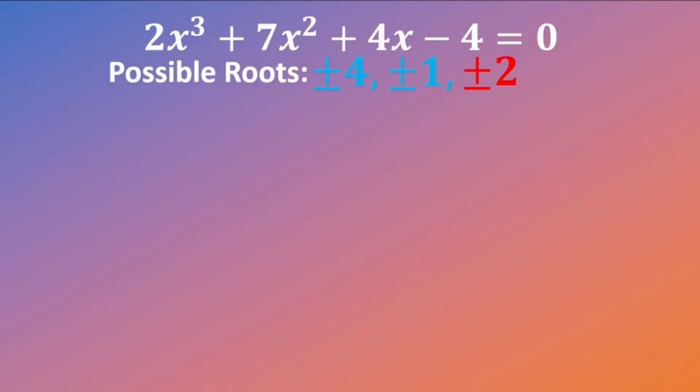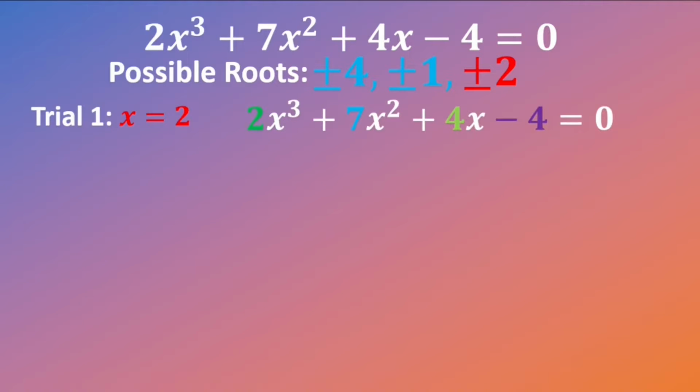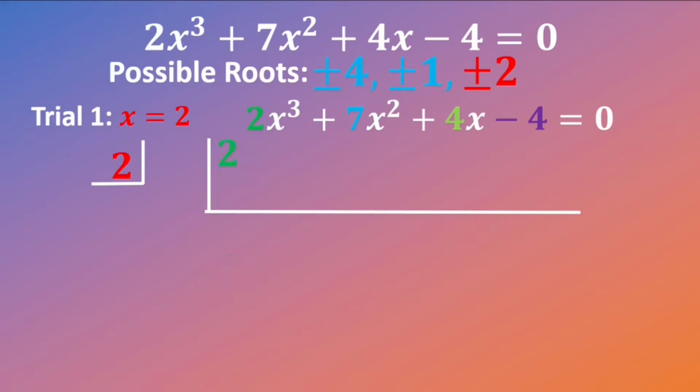Since we're done using positive and negative 1 as one of our roots, let us now try the other root, which is positive 2 and negative 2. So let's start. For trial number 1, let's set x as equal to 2. And we have this equation. So copy all the numerical coefficients of the given equation. 2x cubed is 2, 7x squared is 7, 4x is 4, negative 4 as is because it is a constant. Now bring down 2 and then proceed with the process of synthetic division.